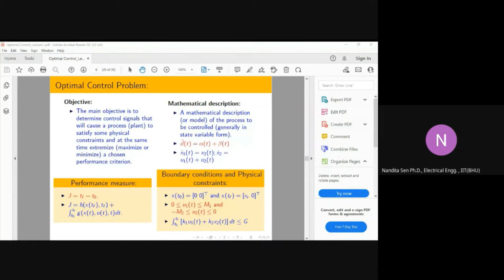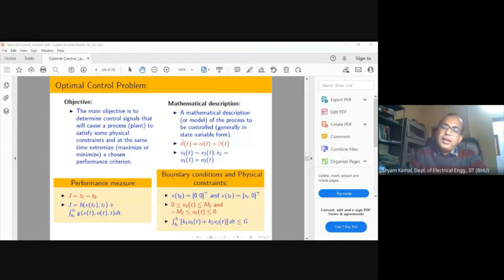Functional means performance measure. Performance measure, no, I am just asking what is the difference between function and functional. Performance measure is obviously some kind of functional, but I want to distinguish between function and functional. With the help of functional, measurement can be done.